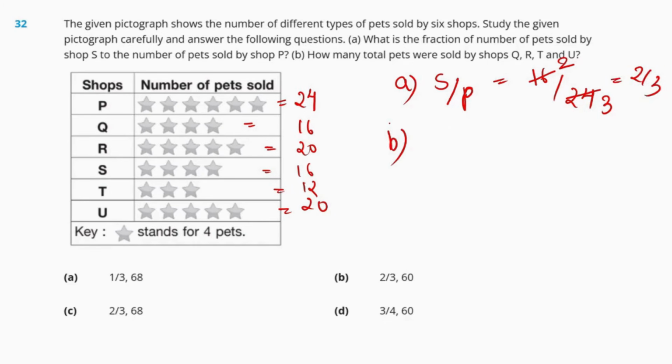Now, second part is how many total pets were sold by shop Q, R, T, and U? Okay, so for Q it was 16, then for R it was 20, for T it was 12, and for U it was 20 again. Okay, so let's do the sum of these. So 6 plus 2 will be 8, and 1 plus 2 is 3, 3 plus 1 is 4, and 4 plus 2 is 6, right? So the right answer to this question will be option C, because value for A is 2 by 3 and value for B part is 68.